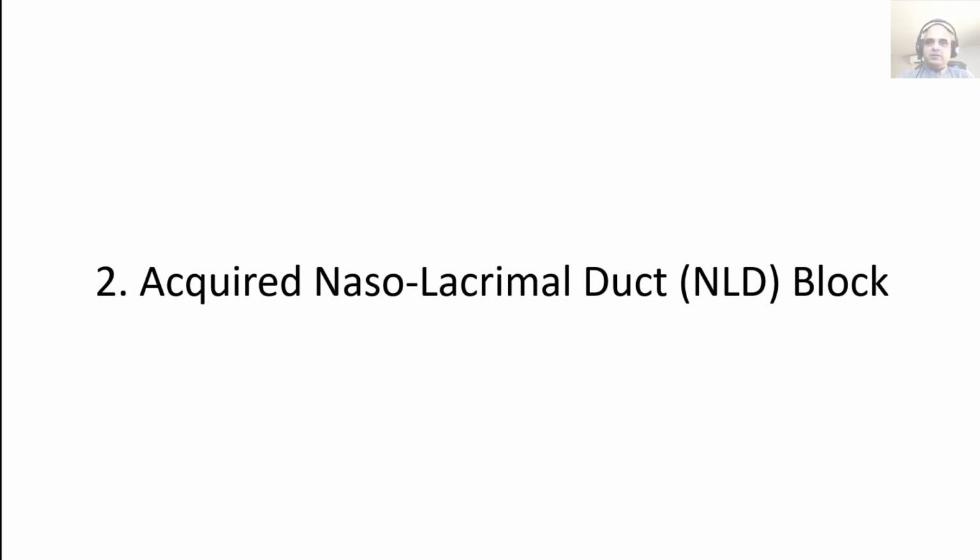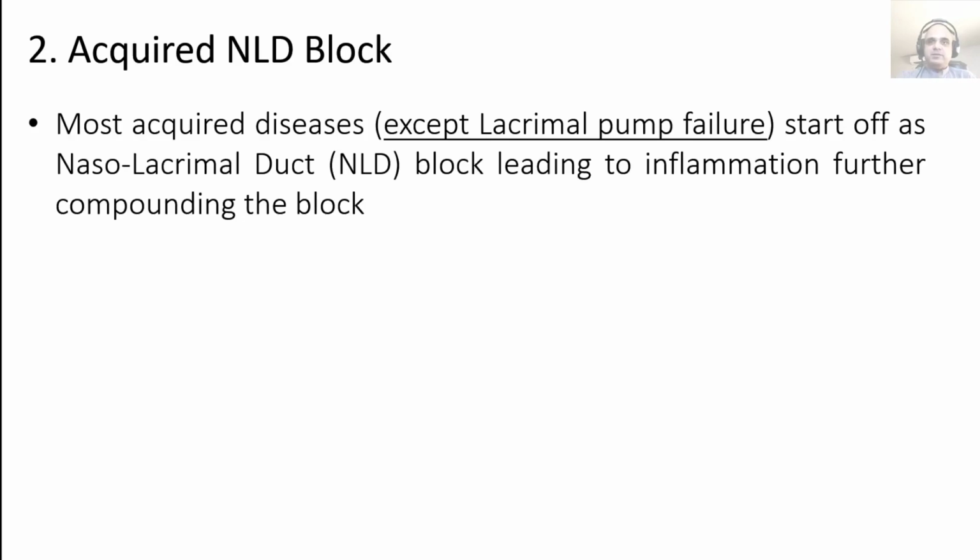I said acquired, not acute. I make that mistake often, but I do correct myself. So as we have discussed before, apart from lacrimal pump failure, the other conditions, acute and chronic dacryocystitis, are almost always preceded by formation of an acquired nasolacrimal duct block. And that block leads to inflammation, which further makes the block worse.